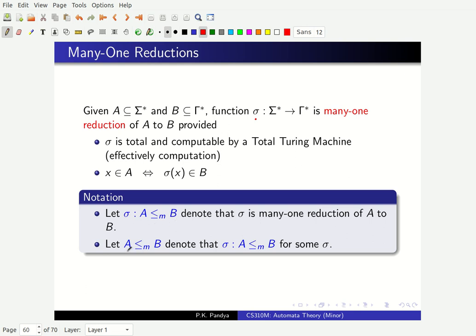And secondly, we will write such a thing to denote that A is many-to-one reducible to B. That is, there exists some many-to-one reduction sigma which maps A to B, right? We don't know which one, we are just stating the existence of such a map. So these two notations we will be using.